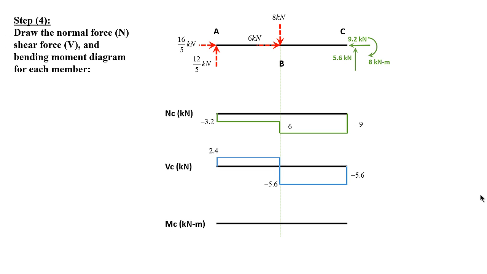Alright, now for the moment, at the left, which is A, there is a roller, so it starts with a 0. And at B, basically the value of the moment at point B is the area of the shear force diagram between the roller, or point A, all the way to B. Alright, so it's 2.4 multiplied by the segment AB, which is 2.5, because the whole length of the member is 5, and I'm going to get 6.